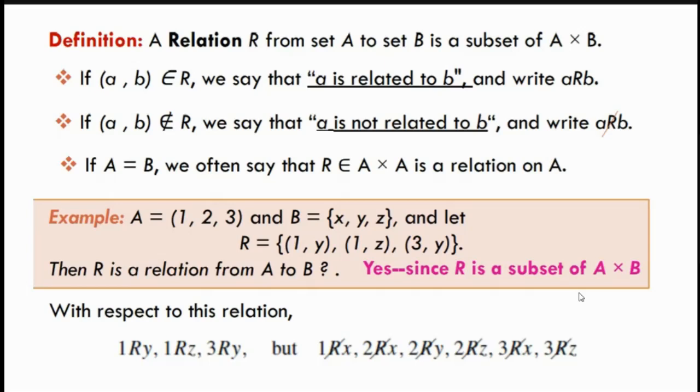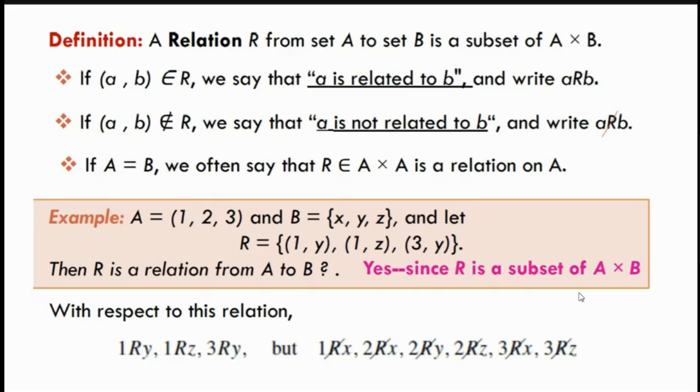A is equal to {1, 2, 3} and B is equal to {X, Y, Z}. Let our relation R be equal to {(1, Y), (1, Z), (3, Y)}. Then R is a relation from A to B. Is it or not? Obviously it is yes, since R is a subset of A cross B. Whenever you go for A cross B, you will get 1x, 1y, 1z, 2x, 2y, 2z, 3x, 3y, 3z. That is the whole set that you will get after the Cartesian product of A and B.